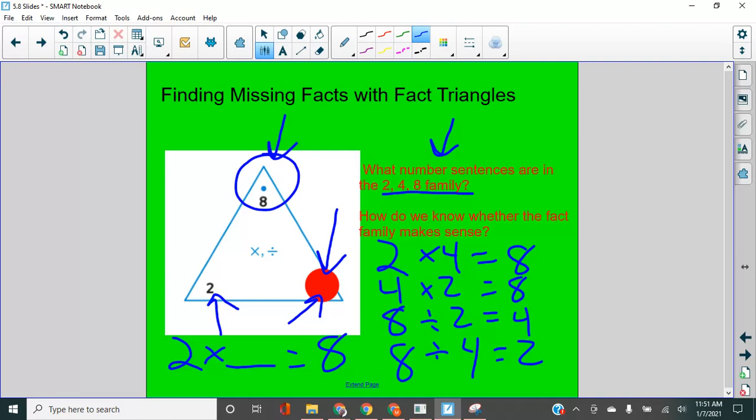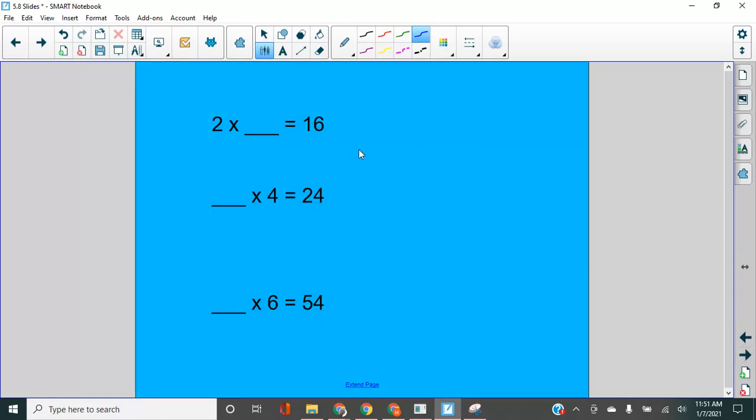It's 4, right? Because 2 times 4 equals 8. We saw that over here. All right, let's practice some more. Now we have some more missing factors. So 2 times something equals 16.